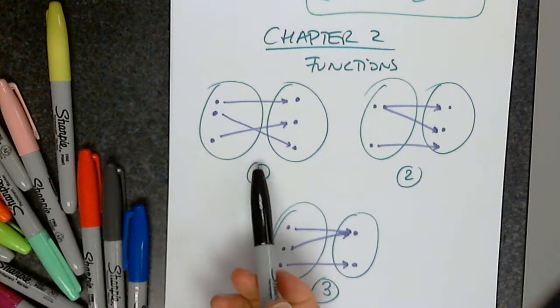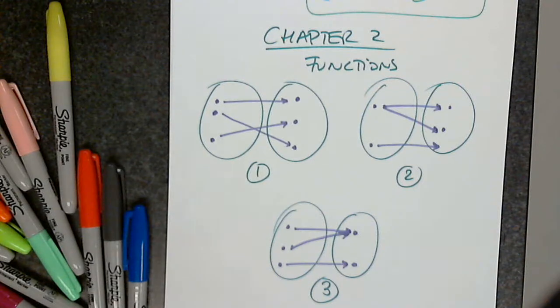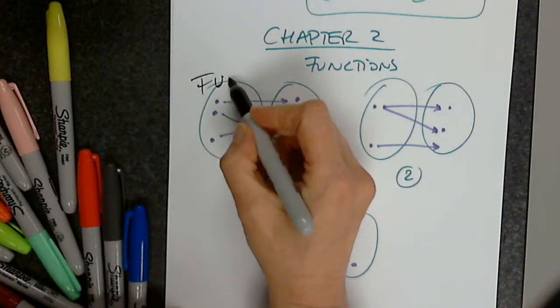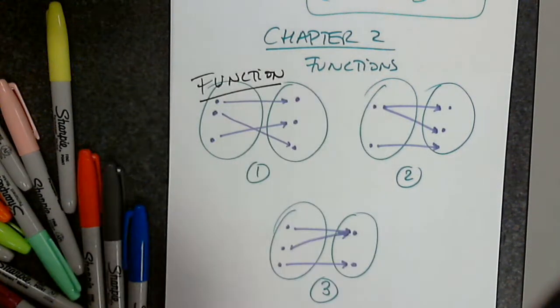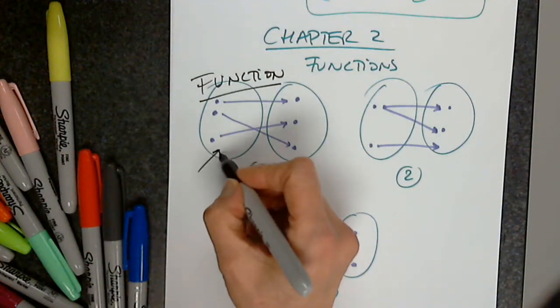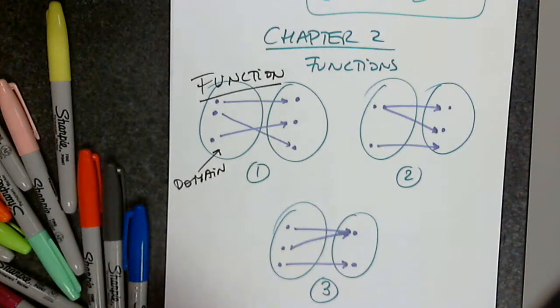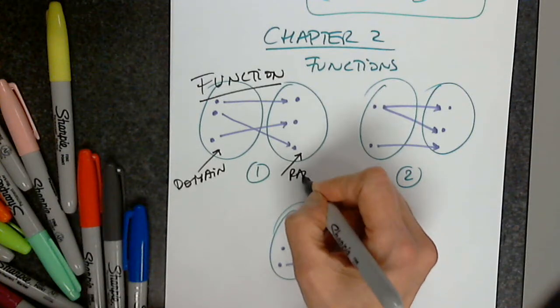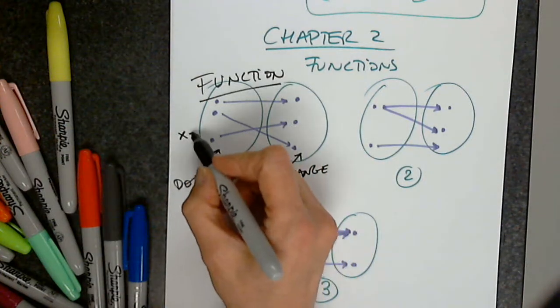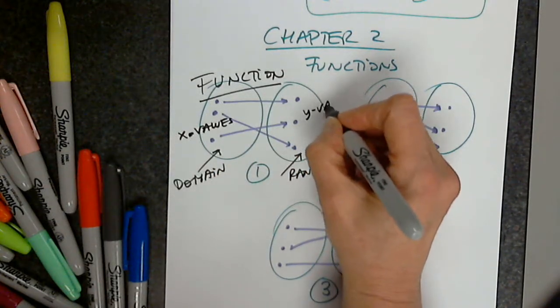Is this a function? For each x value, just one y value? So this is a function. To each x value corresponds only one y value. This set is called the domain. This set is called the range. Of course, this corresponds to x values, and this corresponds to y values.